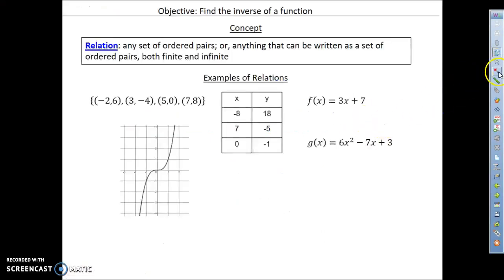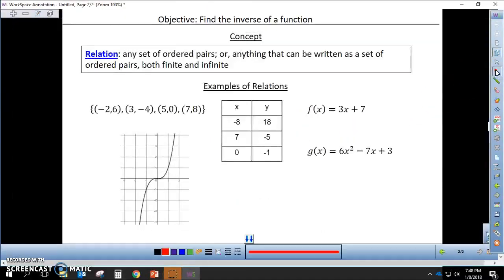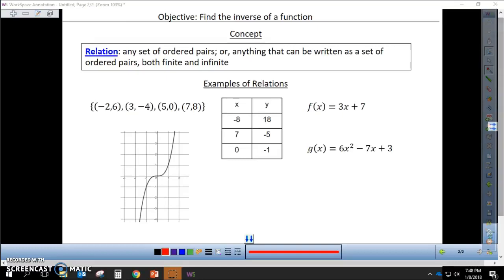So, in this video, the first thing that we need to talk about is a relation. A relation is the idea about inputs and outputs that you guys are used to, right? Something as simple as y equals 2x. The definition here is any set of ordered pairs, or anything that can be written as a set of ordered pairs, both finite and infinite.